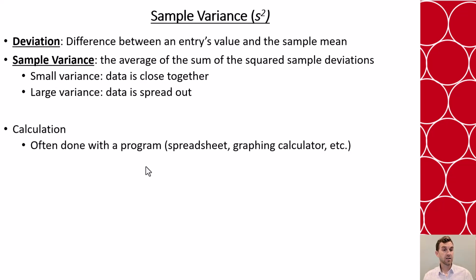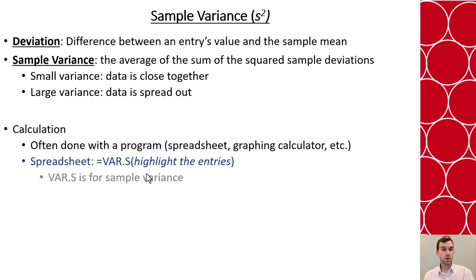When we calculate, we can use a program like Excel or Google Sheets or even a graphing calculator. And when we do that, we're going to use this statement of VAR.S, and then we're going to highlight our entries. Now, you'll also see sometimes VAR.S and VAR.P. And you have to pay attention to what entries you have. Is it all the population, or is it a sample that you took of the population? We use .S for samples. We use .P if we have the entire population's information.